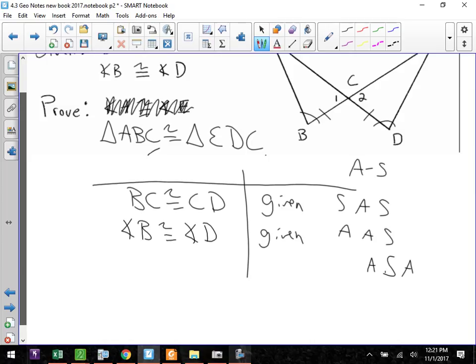The angles. Angles 1 and 2. Why are angles 1 and 2 congruent? They're vertical. And the reason is vertical angles are congruent. And now you have triangles.